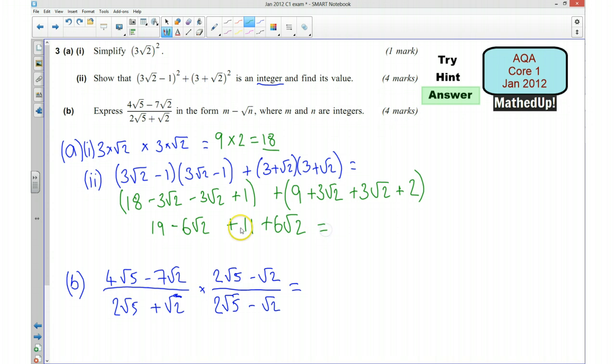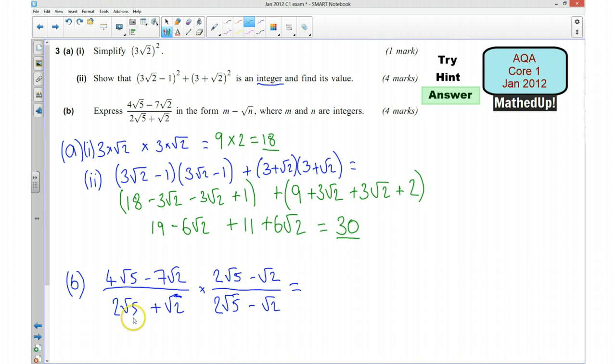And now that's going to be equal to, well, 19 plus 11 is 30, and take away 6 root 2 over here and plus 6 root 2 over here are going to cancel each other out. So what we're going to be left with is just 30, which is what we were looking for. We were looking for an integer, a whole number, and we've managed to find that. If we would have got something different here that included a surd, then we could have gone back and checked to see where we'd made a mistake.